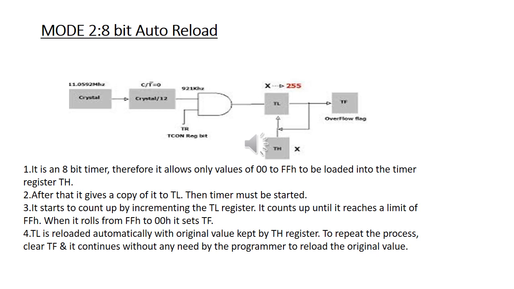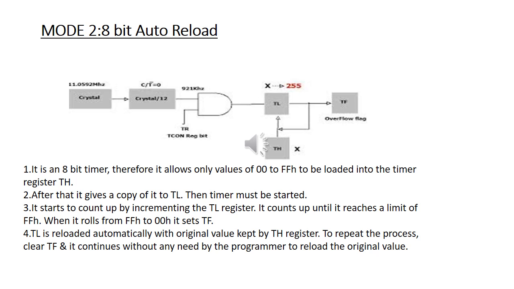After loading the initial value to the TH register, you are going to copy that TH value into the TL register. After that you are going to start the timer by using the SETB TR0 instruction for timer 0, or SETB TR1 for timer 1. After starting the timer, it starts counting up by incrementing the TL register. Once it reaches the maximum limit of FF, it rolls over from FF to 00. After that, it will set the timer overflow flag to logic 1.